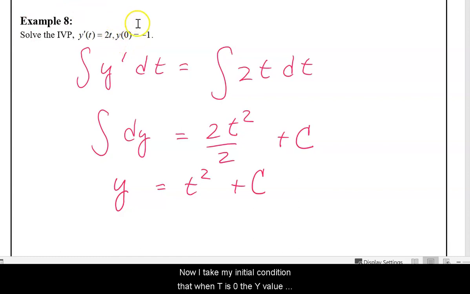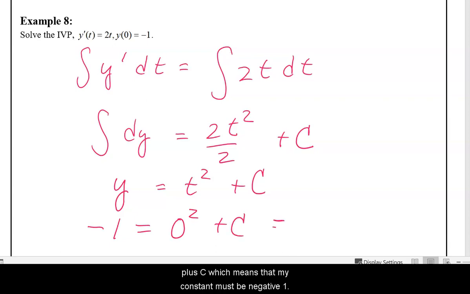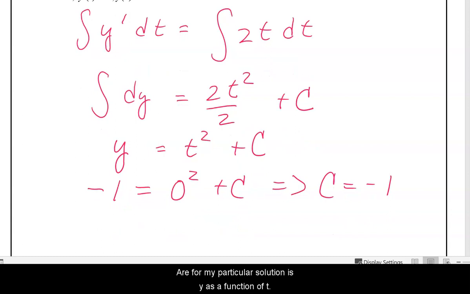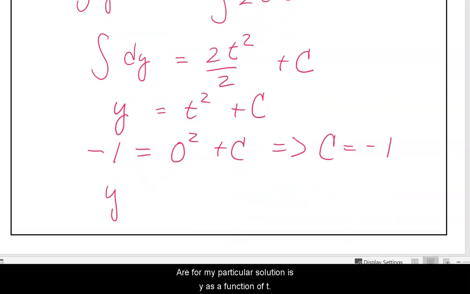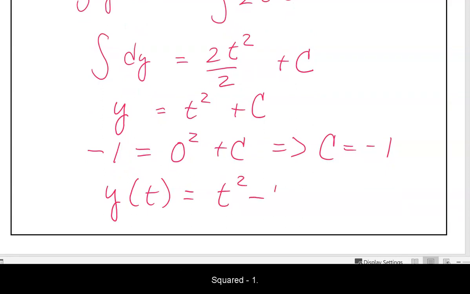Now I take my initial condition that when t is 0, the y value will be -1. That means that -1 should be equal to 0 squared plus c, which means that my constant must be -1. Therefore, my particular solution is y as a function of t is t squared minus 1.